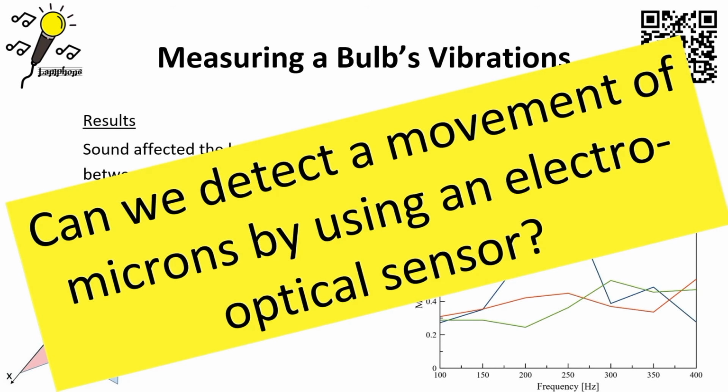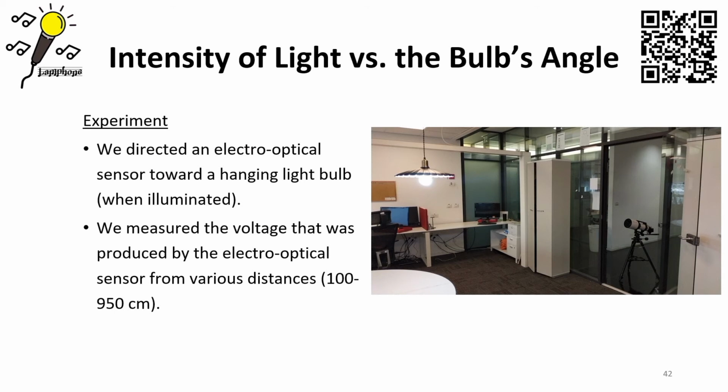So, can we detect the movement of microns by using an electro-optical sensor? In order to answer this question, we conducted another experiment. We directed an electro-optical sensor toward a hanging light bulb, as you can see in the picture to the right. The electro-optical sensor is mounted to the telescope, the white telescope on the right. And we measured the voltage produced by the electro-optical sensor from various distances, between 1 meter and 9.5 meters.